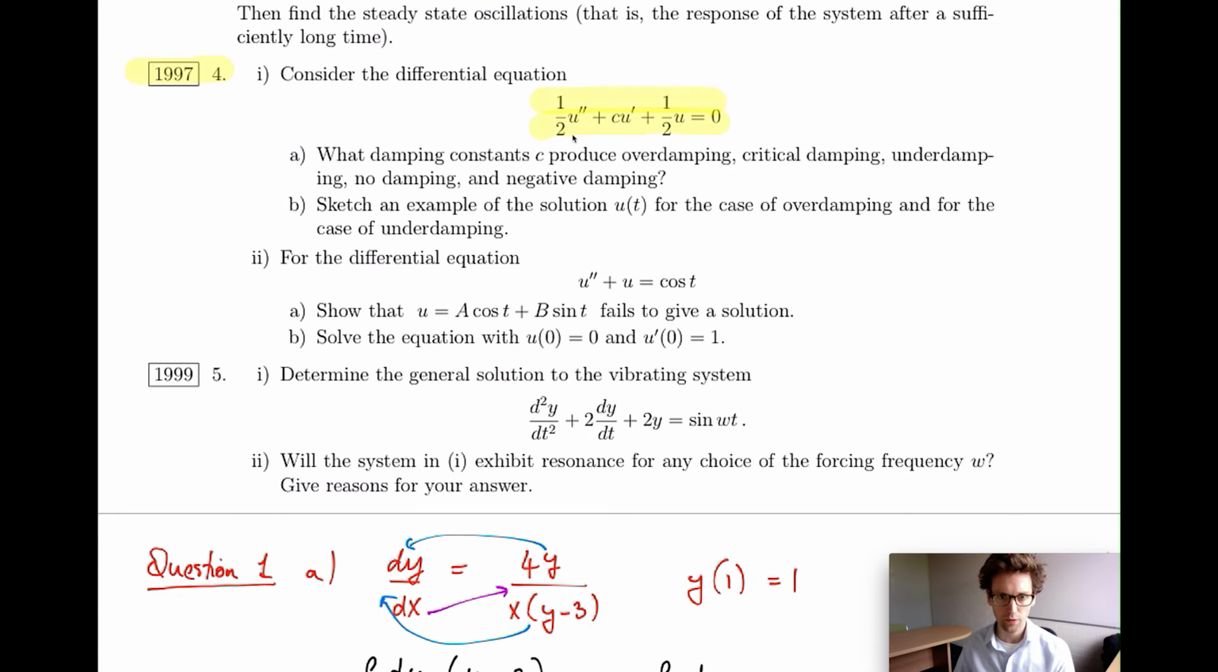And we're looking for the value of c, this damping constant, that will give me the different kinds of solution that I can get for this ordinary differential equation. So overdamping, critical damping, underdamping, no damping, and what we're going to call negative damping. And then we're going to sketch the solution for the case of overdamping and underdamping.